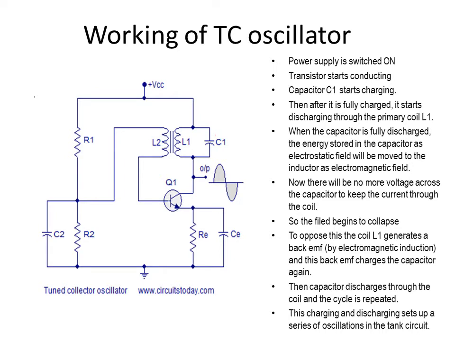Now if you examine the working of a tuned collector oscillator, initially we turn on the power supply VCC. We have other options for designing the sinusoidal oscillator, but whenever you explain the working, you always have to remember that we are using an amplifier, and normally when you use an amplifier just to amplify a weak signal, we connect it in such a way that it is a negative feedback amplifier. But in the case of an oscillator, keep in mind that it is a positive feedback amplifier.